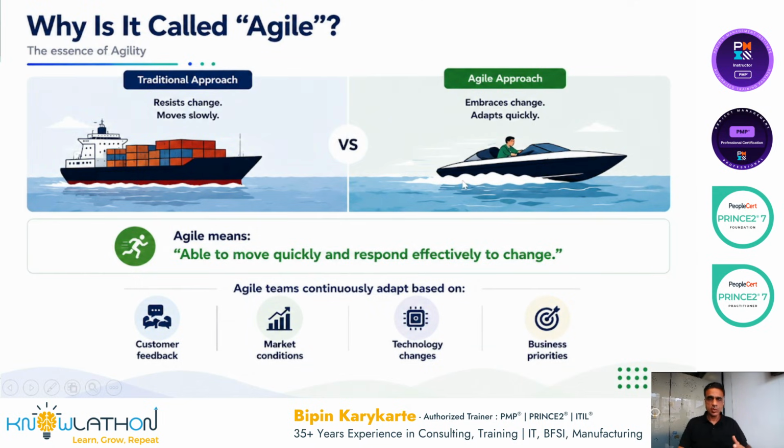Whereas a motorboat is very fast. It may not cover great distances, but it is very fast. It can carry a load for shorter distances. Obviously it cannot be compared with the ship, but consider the agility, right? The moment there is a problem on the seas, it can reach quickly, or if there is a storm on the way, it can steer away practically within no time. So Agile means able to move quickly and respond effectively to change.